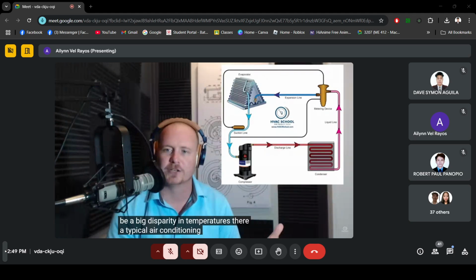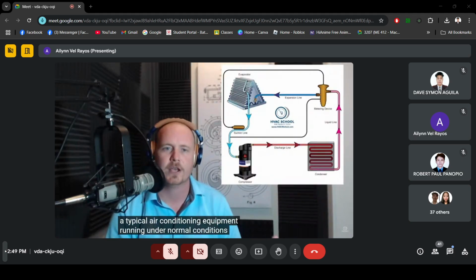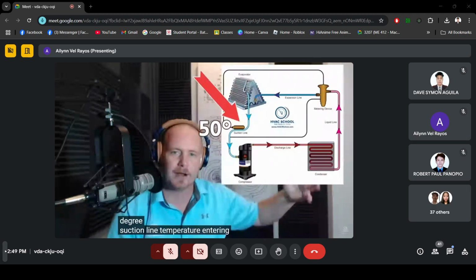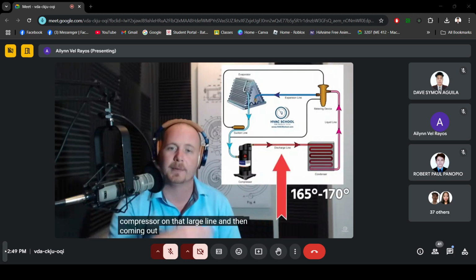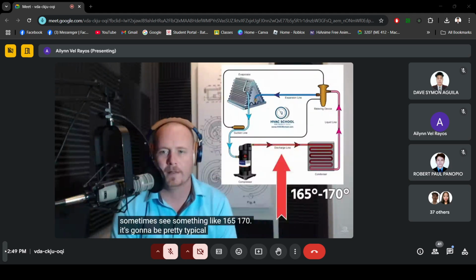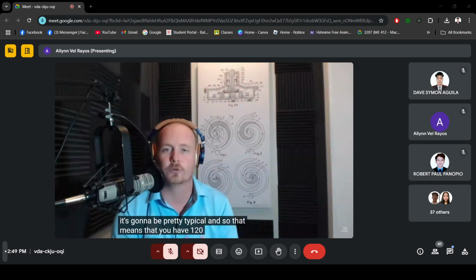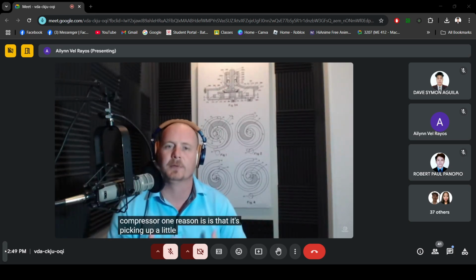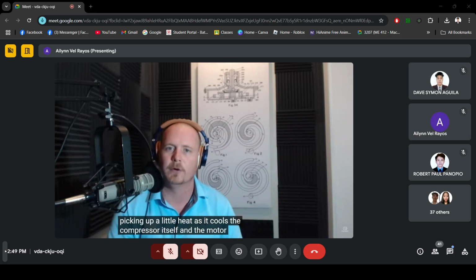A typical air conditioning equipment running under normal conditions, you're usually going to see something like a 50-degree suction line temperature entering the compressor on that large line, and then coming out of the discharge line, you may see something like 165, 170. It's going to be pretty typical. And so that means that you have 120 degrees of increased temperature inside that compressor. One reason is that it's picking up a little heat as it cools the compressor itself and the motor and all those sorts of things.